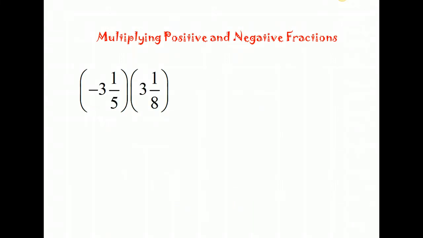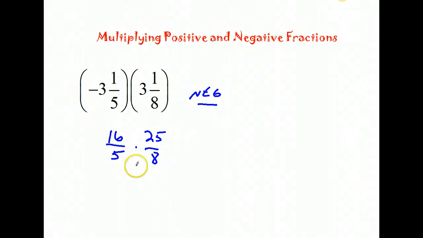Now we're going to look at multiplying mixed fractions. Once again, first thing I think about is my integer rules. Negative times a positive, I know that my answer is going to be negative. When I'm multiplying fractions, I have to first change them to improper fractions. 3 times 5 is 15, plus 1 is 16, so I get 16/5. 3 times 8 is 24, plus 1 is 25, I get 25/8. Not going to worry about putting the negative sign in here, because I know that I've already taken care of that, because I know my answer is going to be negative.